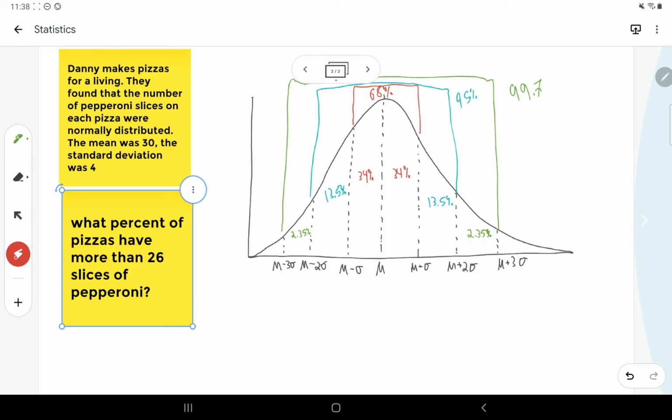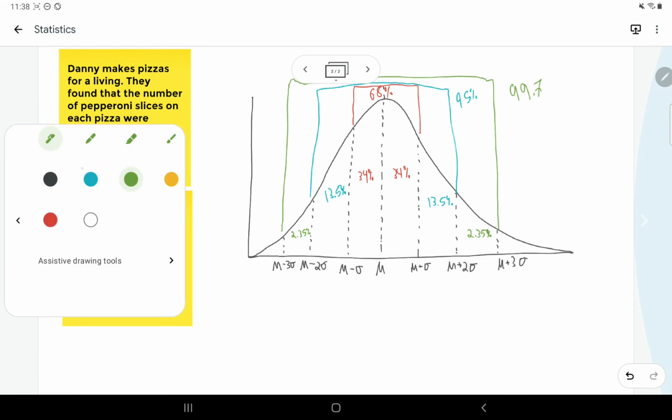So here's an example. Danny makes pizzas for a living. They found that the number of pepperoni slices on each pizza were normally distributed. The mean was 30, the standard deviation was 4. What percent of pizzas have more than 26 slices of pepperoni? Okay, just a made-up example, just to test this out.